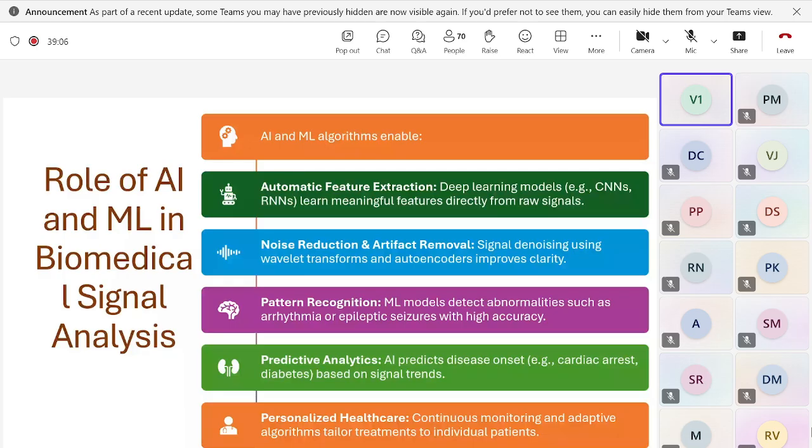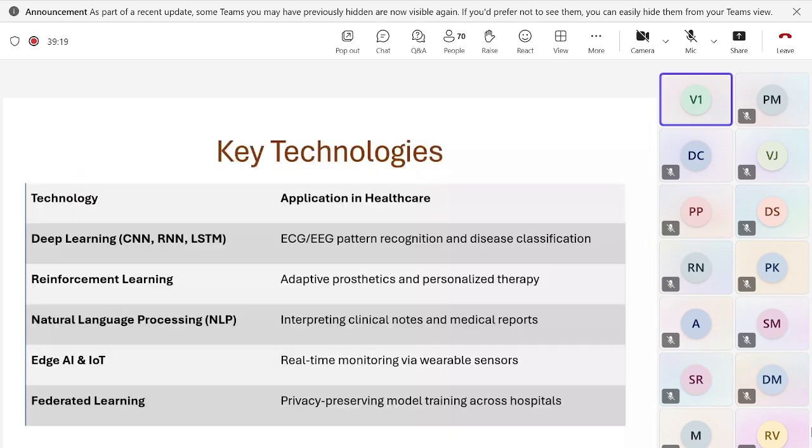Next is healthcare, which we want to focus on in terms of leveraging these parameters, with more accuracy, more precision and less noise, where AI and ML play a role in signal analysis. As I said, the enabling technologies include different types of deep learning, RL, natural language processing, edge computing, edge AI and IoT, and federated learning, where we are focusing more on application-oriented use of these technologies.